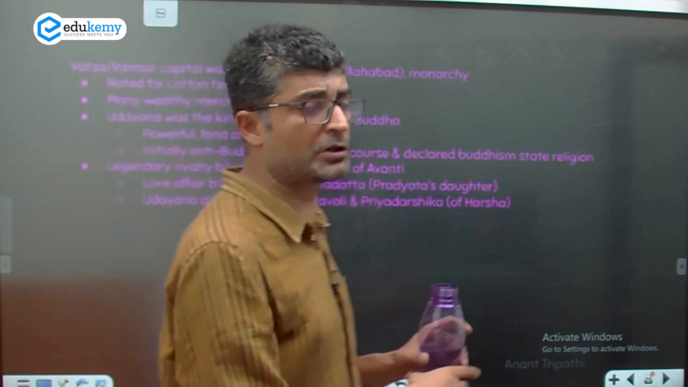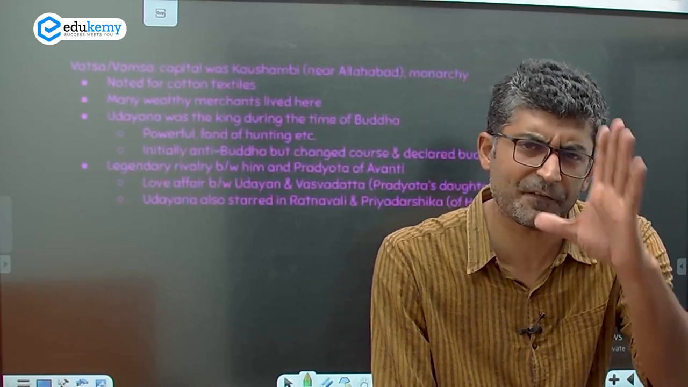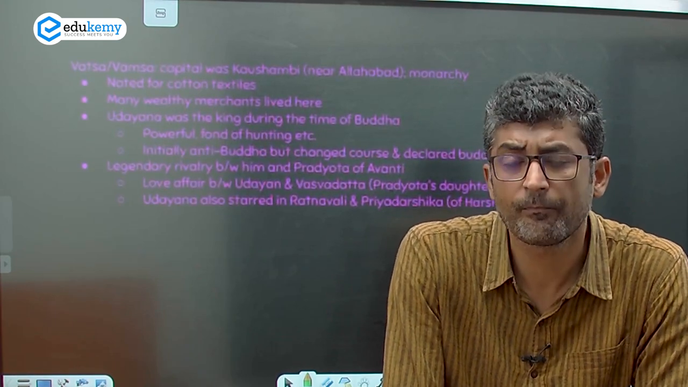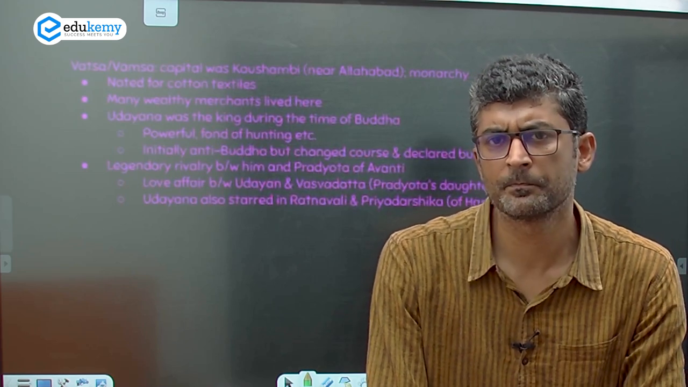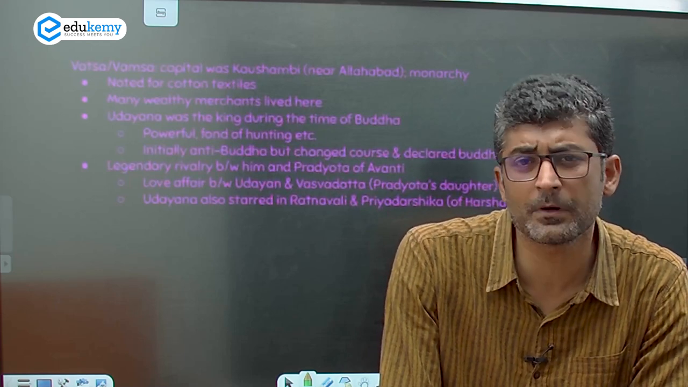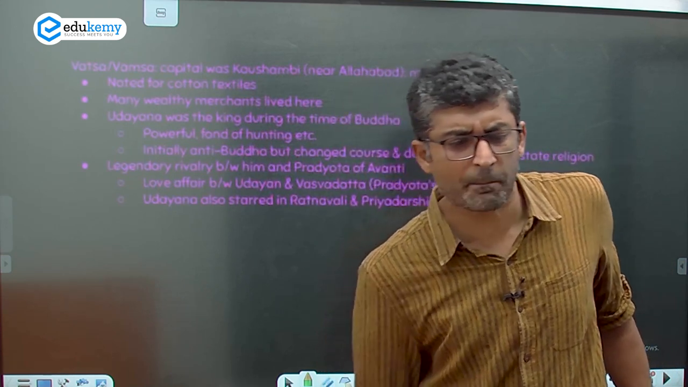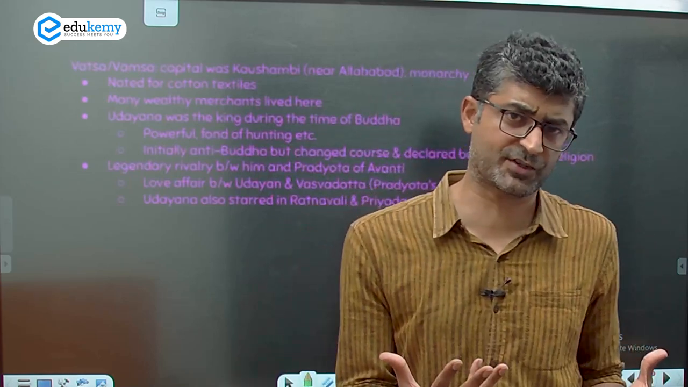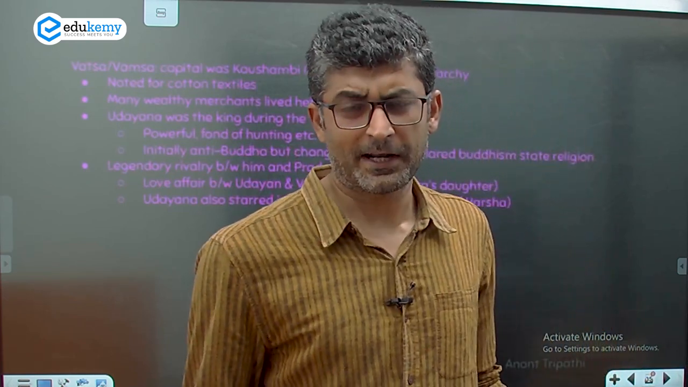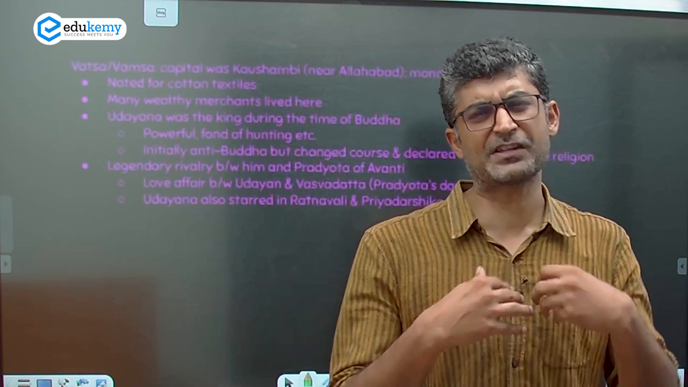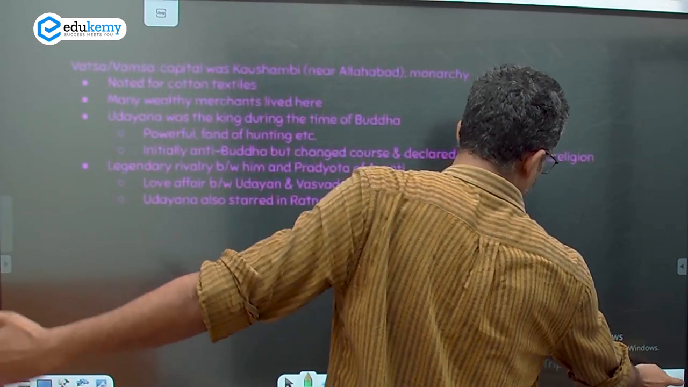And during the time of Buddha, the king here at the Vatsa Kingdom was a very fascinating person. His name was Udayan. Udayan was initially very anti-Buddhist, but then he later became a Buddha worshipper. And he has found mention in several works of classical Sanskrit dramas. He has played the protagonist, the hero, depicted in a very fantastical manner. So, one very interesting character, he was the hero, Udayan.